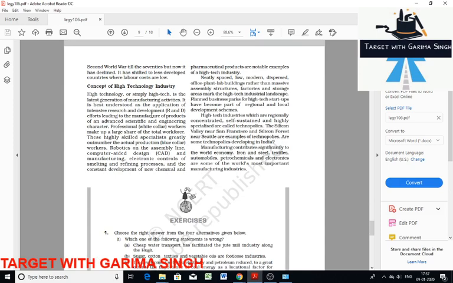High technology industry. So also called high tech industry, it is highly technical and incorporates advanced scientific and engineering research and development strategy. Robotics, computer aided design and manufacturing, electronics, new chemical and pharmaceutical are examples of these industries. The workforce are highly skilled, specialist professionals known as white collar. So they outnumber the production labor, that is blue collar. Now we will discuss the questions and answers of this chapter.